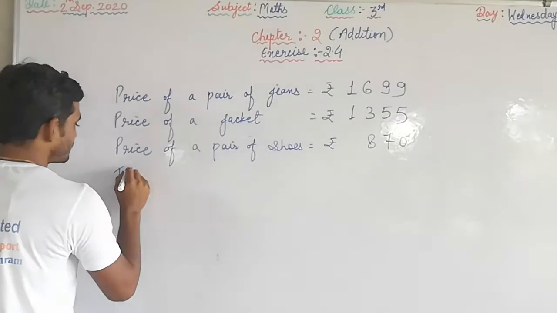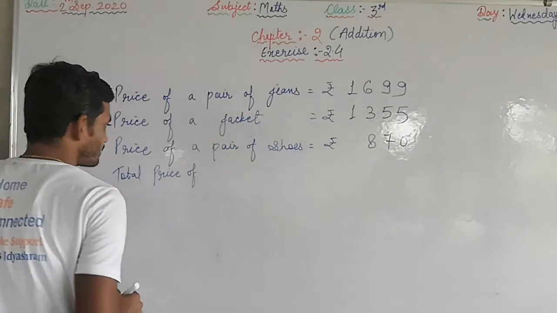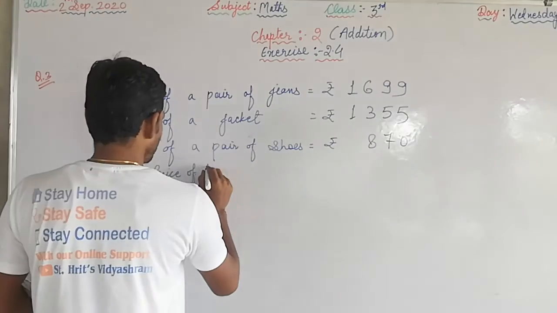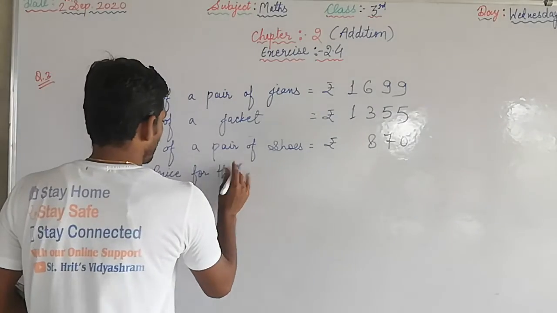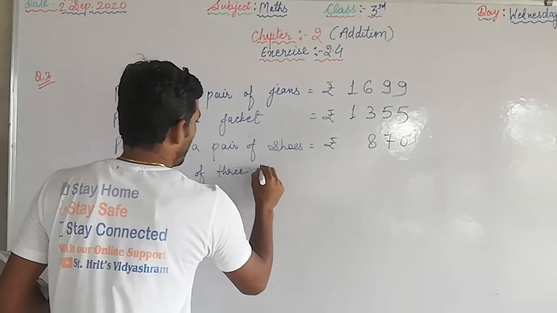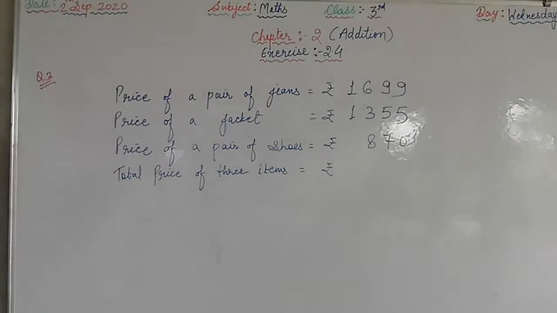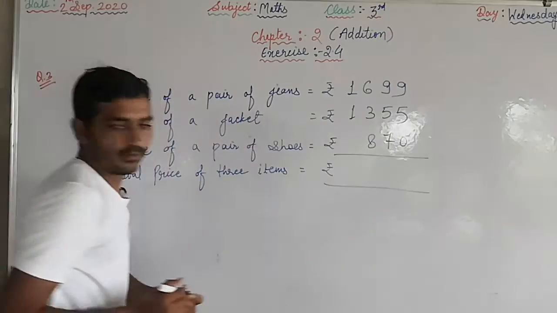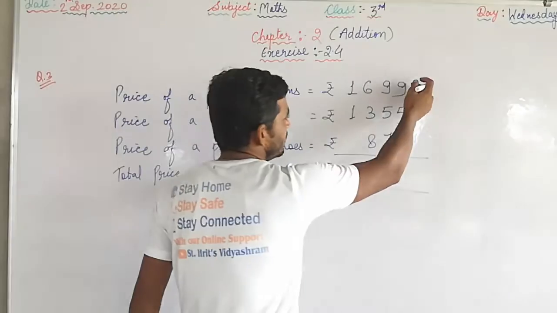Total price of the three items, the total price for three items equals to rupees total. How you find the total? When the word total is there, then what you have to do, you have to total the amount. Total means you have to add the amount. Now let's add these amount.